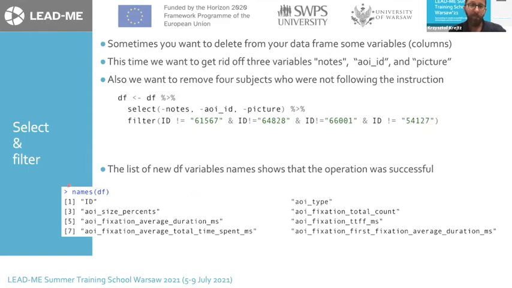And when I type names df at the end, I see that I have ID, AOI size in percentage, fixation average duration, fixation average total time, AOI type, which is negative, positive, and neutral, fixation total count, time to first fixation, and first fixation duration. These are the nice variables we're gonna use for the analysis.